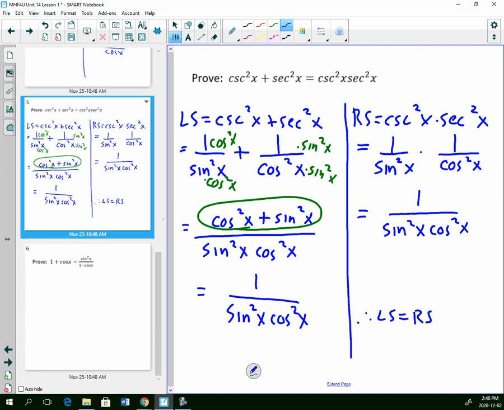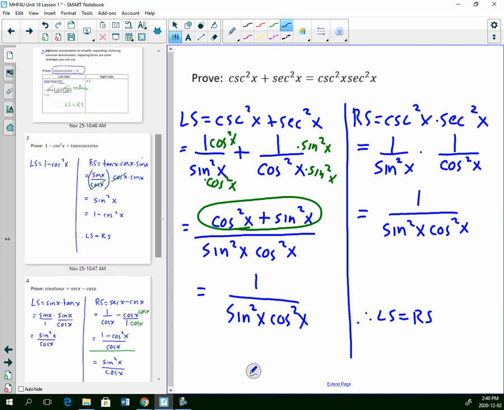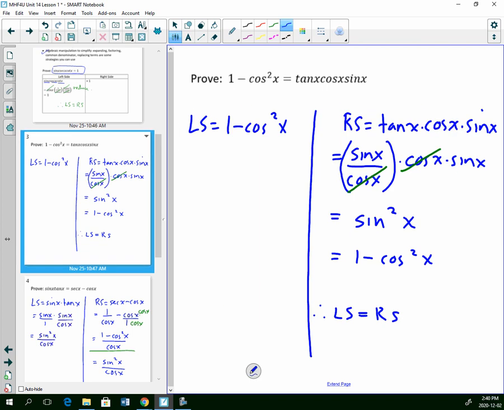So some of the strategies we've used so far: we've always changed everything to sine and cosine. And our second step is always to simplify. So what have we done to simplify? In this one, we reduced.